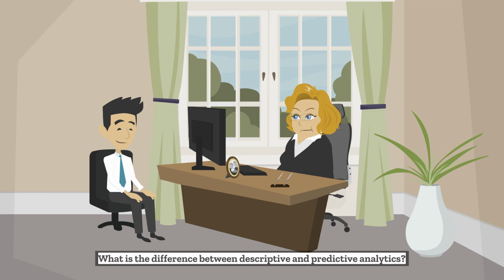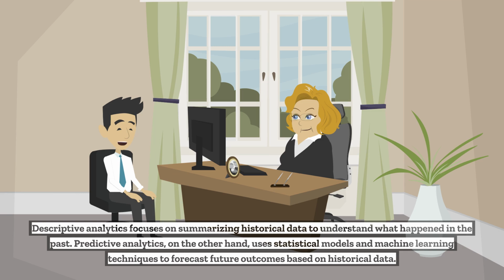What is the difference between descriptive and predictive analytics? Descriptive analytics focuses on summarizing historical data to understand what happened in the past. Predictive analytics, on the other hand, uses statistical models and machine learning techniques to forecast future outcomes based on historical data.